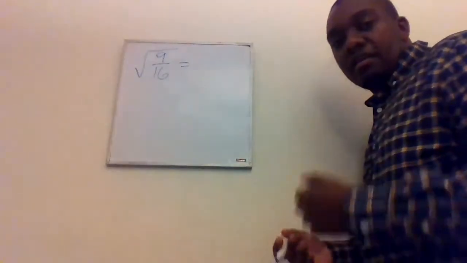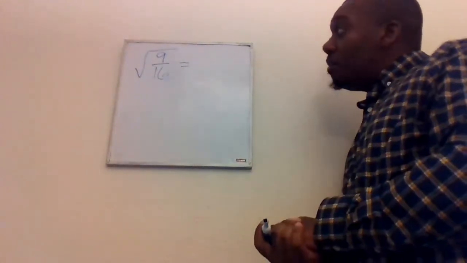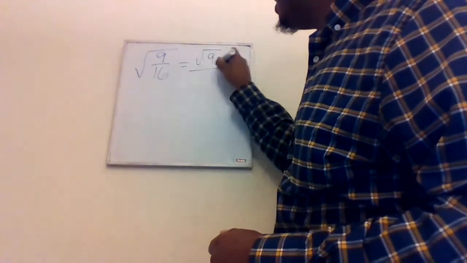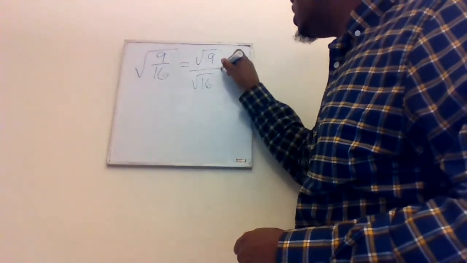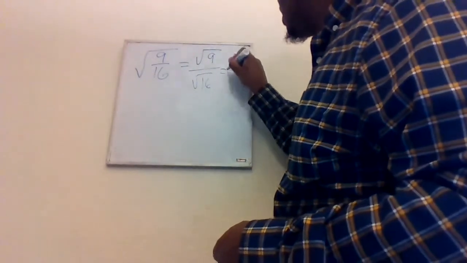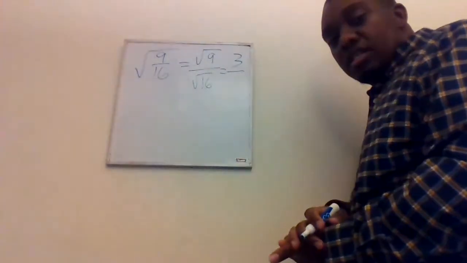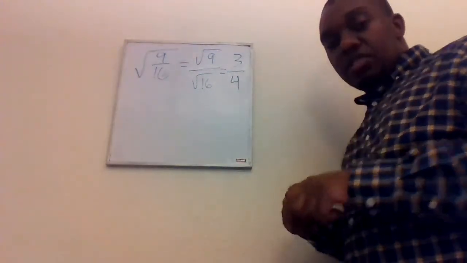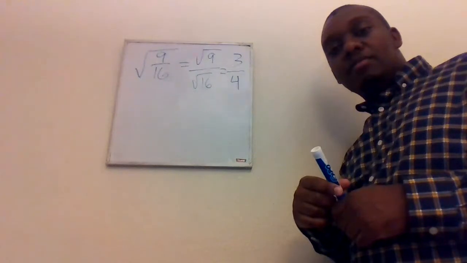So let's look at what is the square root of 9/16. Okay, it's a good example. Well, based on what we said before, we would just take the square root of 9 divided by the square root of 16. Well, what's the square root of 9? Oh, that's right. That's 3. What's the square root of 16? Oh, that's right. That's 4. So the square root of 9/16 would just be 3/4.